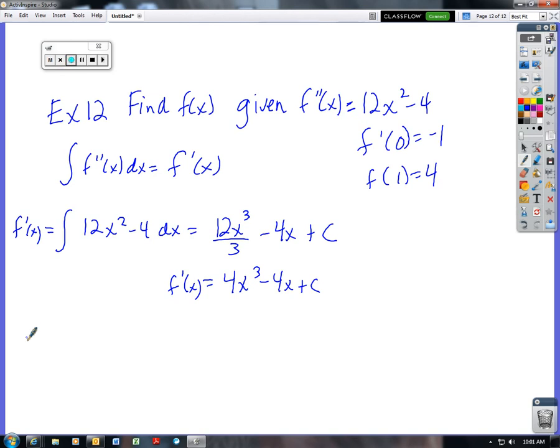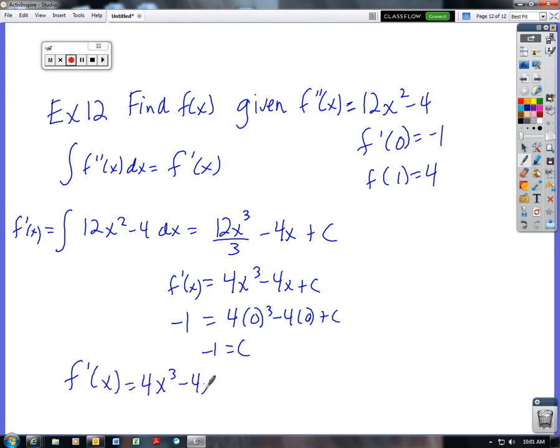Now, use the initial condition. We know that f prime of 0 is negative 1. So that means f prime is negative 1 when x is 0. So I'm plugging in 0 wherever I have an x. And in this case, c will be negative 1. So then I could come back and put my negative 1 in for c and write down my equation for f prime. Okay, there's f prime. Now I can repeat the process again, integrate that to get f, and then use the last initial condition. So let's change to a new color.